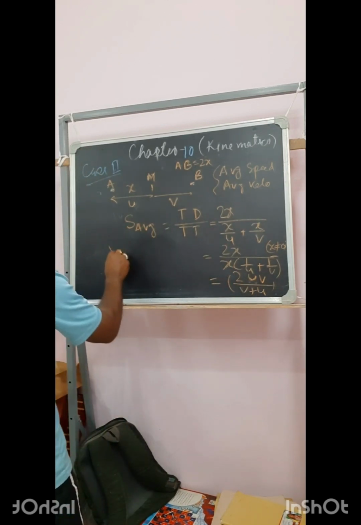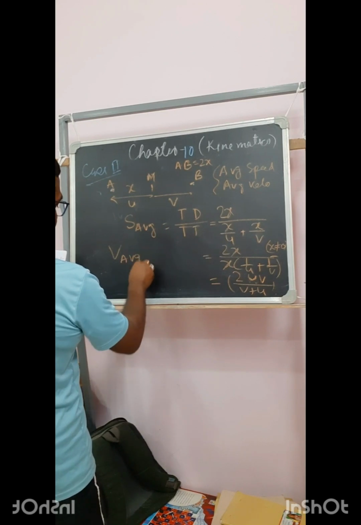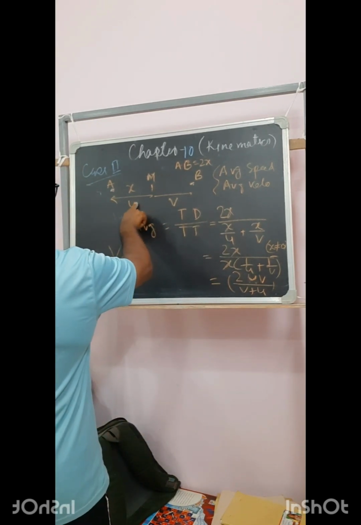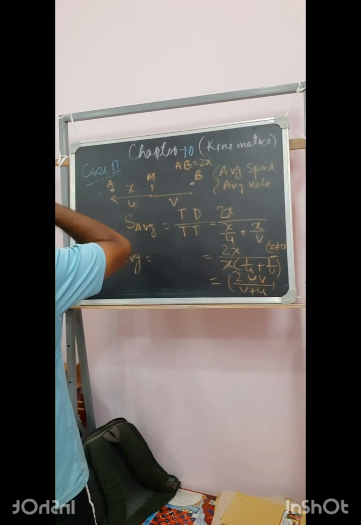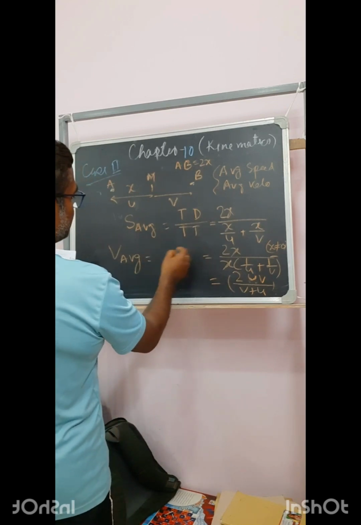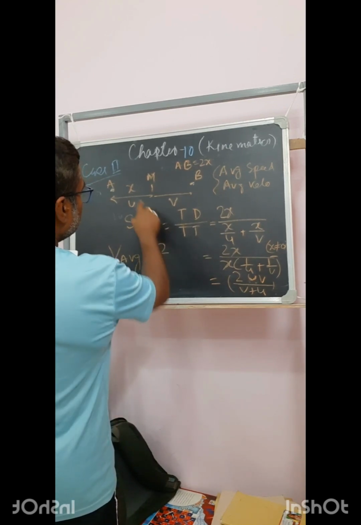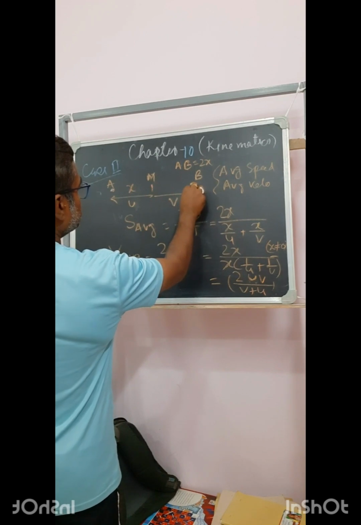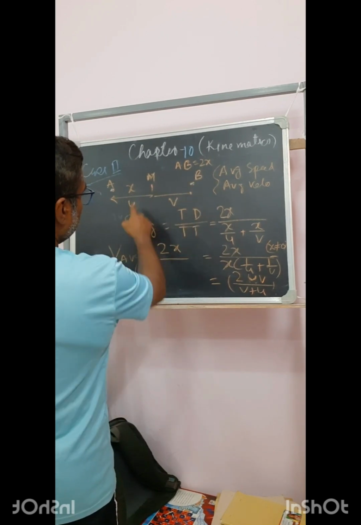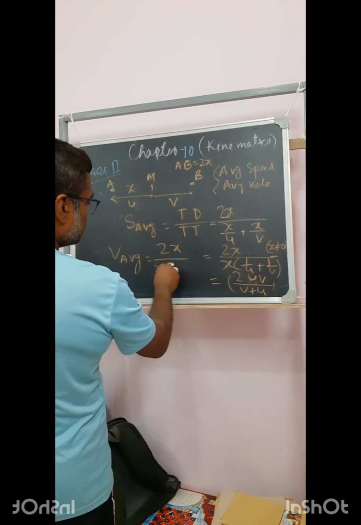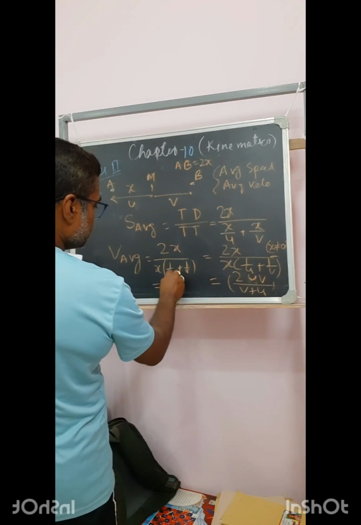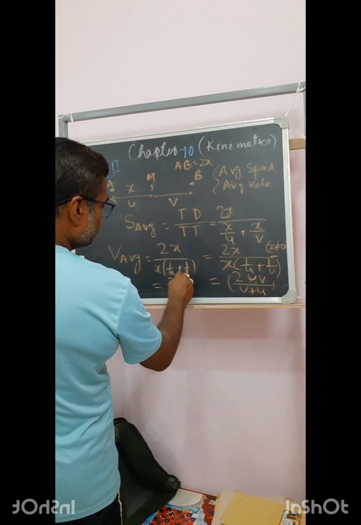Now let's see if I am to calculate average velocity, what would be the case? Here the velocity is u for half of the case. So this is the total displacement. The total displacement is x plus x because it is moving in the same direction. The total distance is 2x, and the time below is the same. The time value will be the same, 1 by u plus 1 by v. So in this case also I am getting the same value.